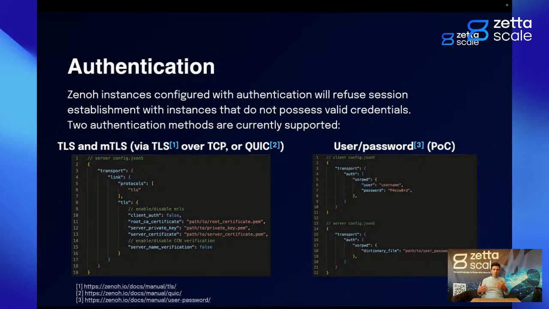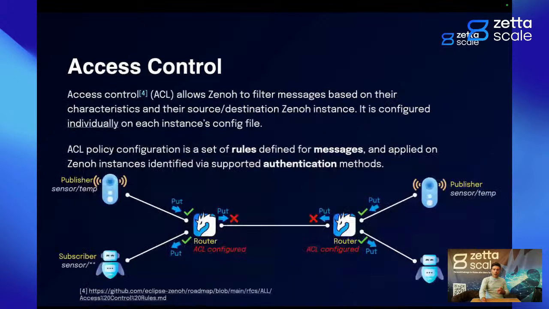So for instance, I could have asymmetric TLS or asymmetric QUIC authentication. And on top of this, now that I've authenticated the other party, I could do user ID and password, for instance, or I could do symmetric authentication, or mutual authentication. In that case, I don't need user ID and password. This is what Zenoh supports. There are references where you can learn more about this, and this concerns authentication. Now, how about access control?